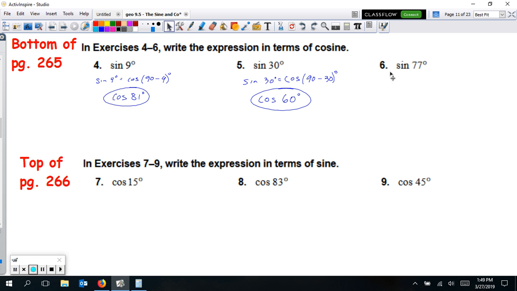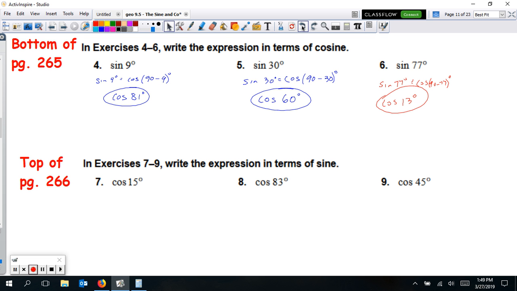Go ahead and just write down the next one here. You can do that real quick. I'll pause for a minute. You can pause the video. You should have just said 90 minus 77 for the cosine, and 90 minus 77 is 13. So cosine of 13 degrees. 77 plus 13 is 90.